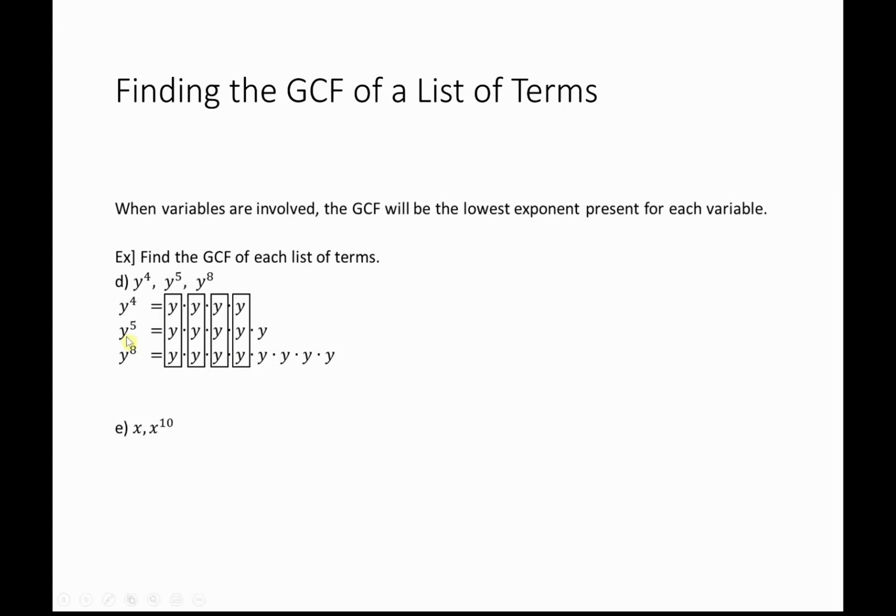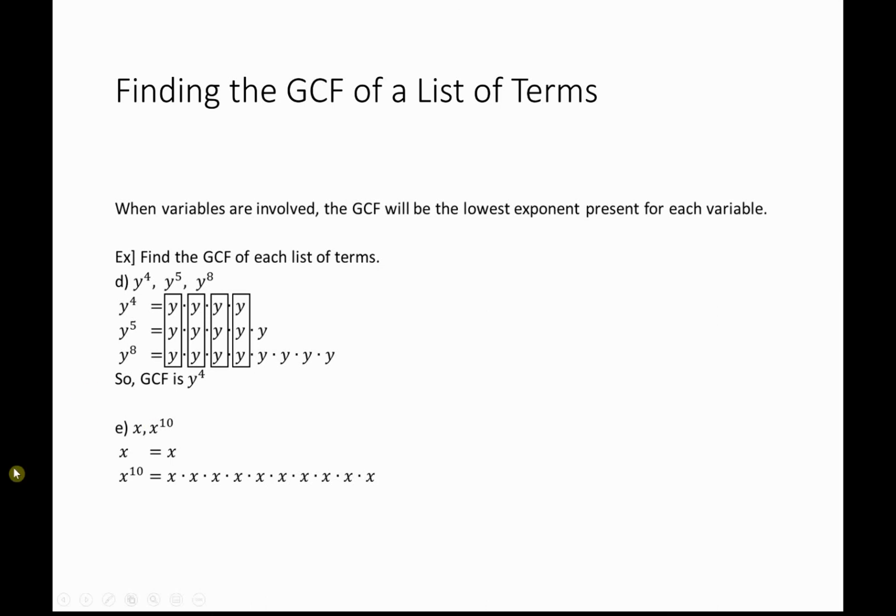This exponential expression has another one, right? But it's no longer matching up with the first expanded version of the exponential expression. Okay, and the rule of thumb, the shortcut, is just to say, well, where's the lowest exponent for that particular variable? All right, so here we go. Yes, the GCF is y to the fourth.